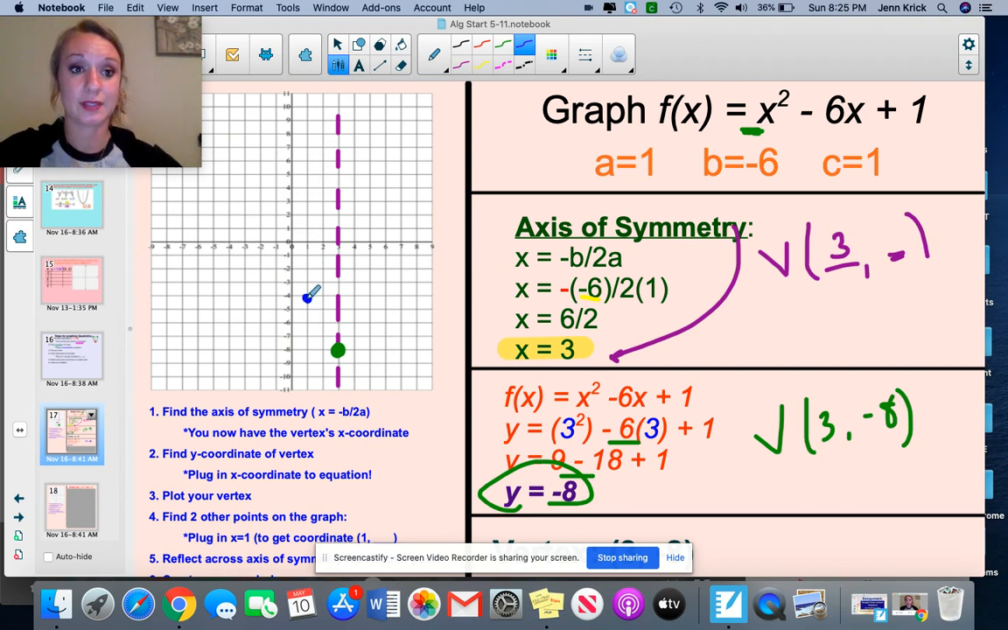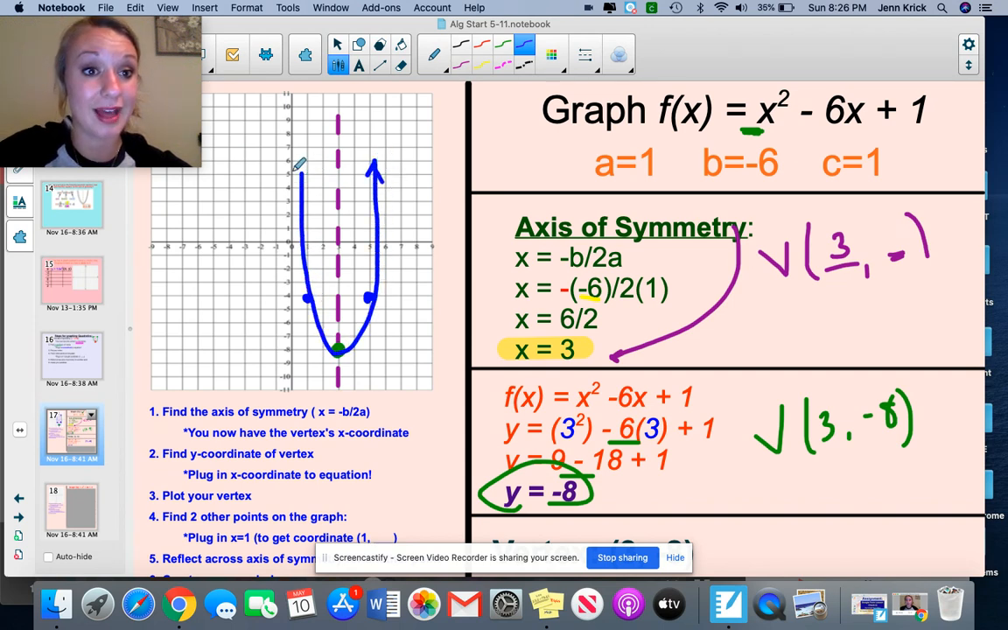Here's where you guys can make your lives easy. Notice that this point is 2 away from my axis of symmetry. You can plot the same point on this side. It's like you're reflecting it. So it's 1, negative 4, and then 5, negative 4. 2 away, 2 away. Then all you have to do is just connect it, and you made your parabola.